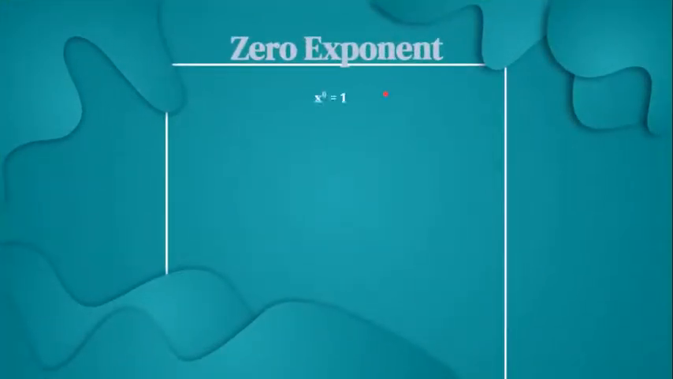Next, we have zero exponents, which is x to the power of 0 equals 1. Let's now use real numbers. So here we have 15 to the power of 0. How do we actually solve this? It's kind of the same method as the previous one, but not the same answer, nor the same exponent.